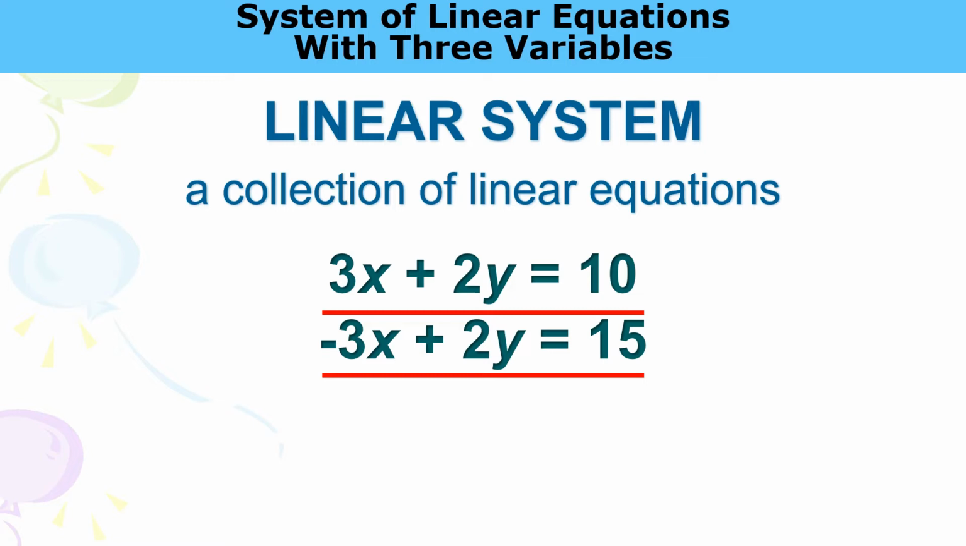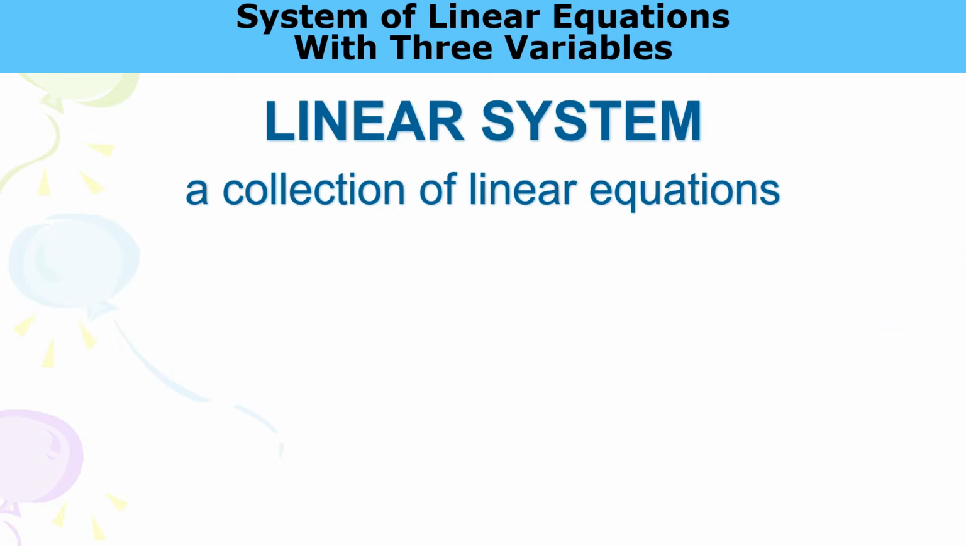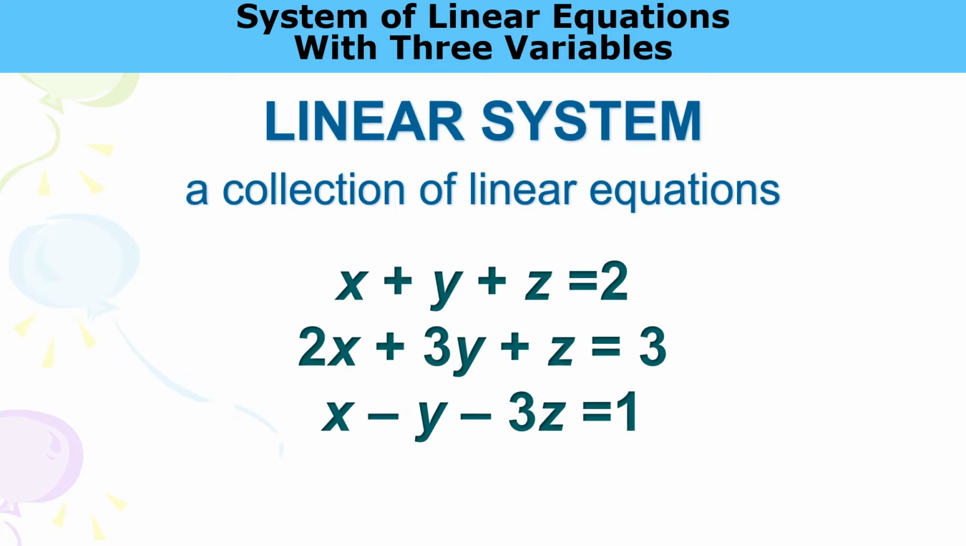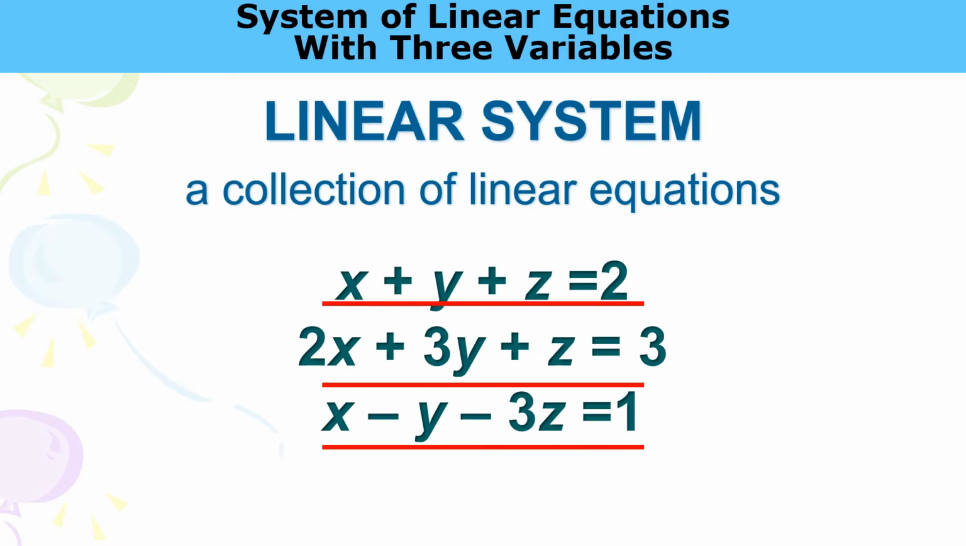But did you know that you can also have a linear system with three variables? Yes, you can. A linear system in three variables will have three equations, such as it has three variables. These equations, just like the ones with only two variables, will not have any exponents. This is an example of a linear system with three variables.